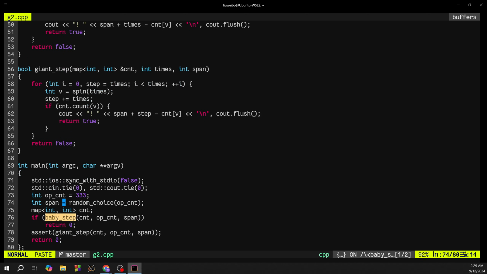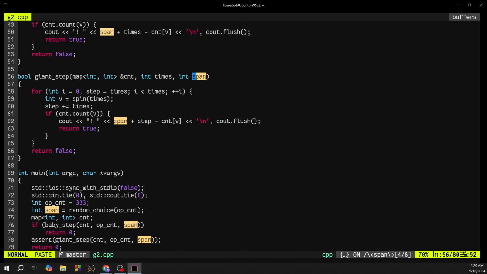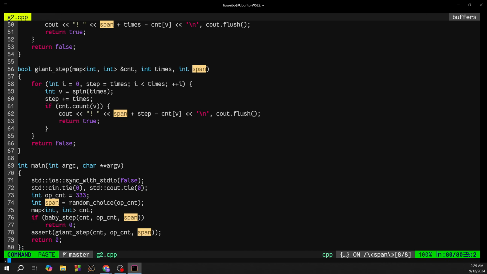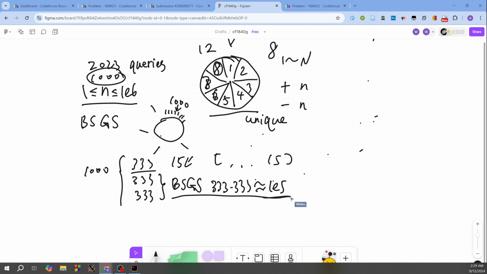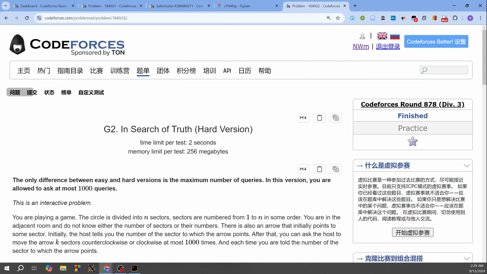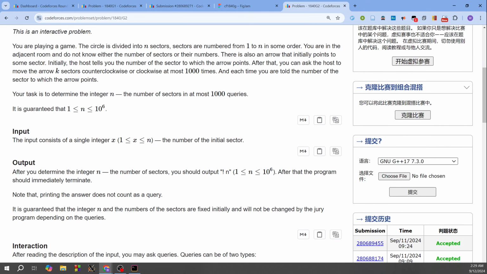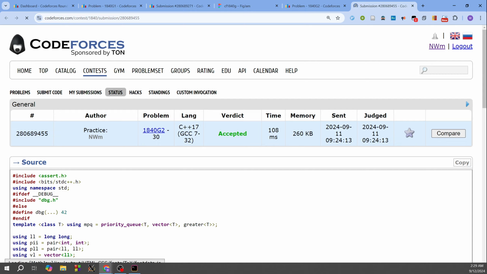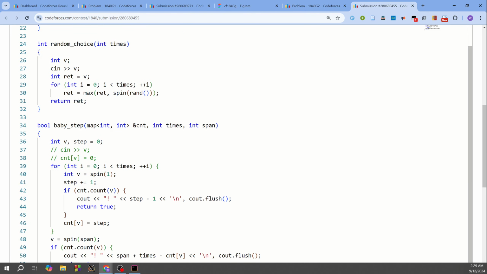Gigantic step remains almost the same, except that we are taking an extra parameter span that calculates the gigantic span value. We have spun over. So this is the code there, and we can see the submission here that this code gets accepted.